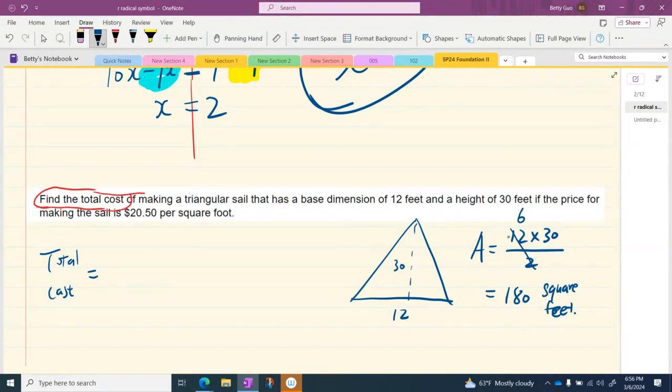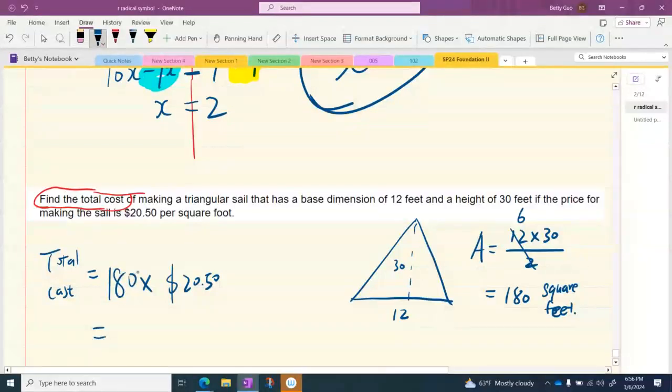Same with here. The unit price is by square foot. Every square foot is $20.50. That's the unit price. Use that to multiply by the number of items, the number of square feet. How many square feet do we have? We just got it. We have 180, right? Calculate the time. What is 180 times 20.50?